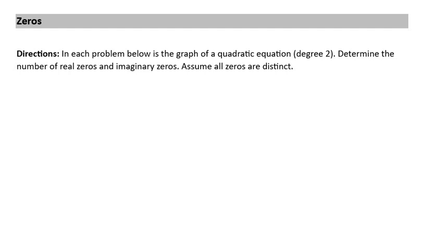In the next set of problems, we're going to be looking at the zeros of a function. The directions say, in each problem below is the graph of a quadratic equation, degree 2. Determine the number of real zeros and imaginary zeros. Assume all real zeros are distinct. And what it means by being distinct is that you don't repeat. So like you don't have 5 as a 0 2 times. If 5 is a 0, it's only going to be appearing in your function one time.